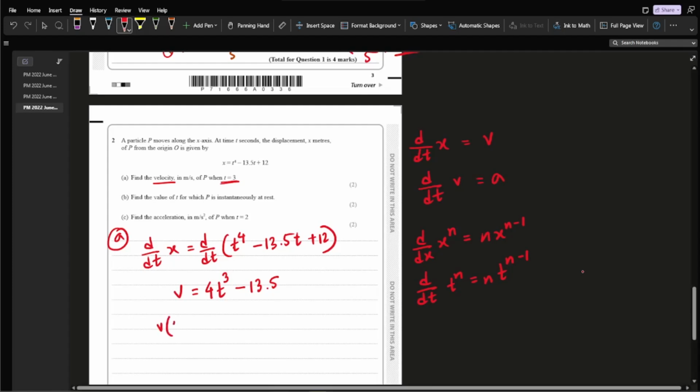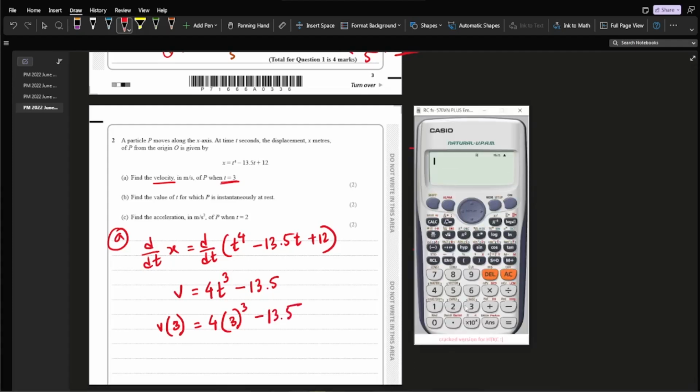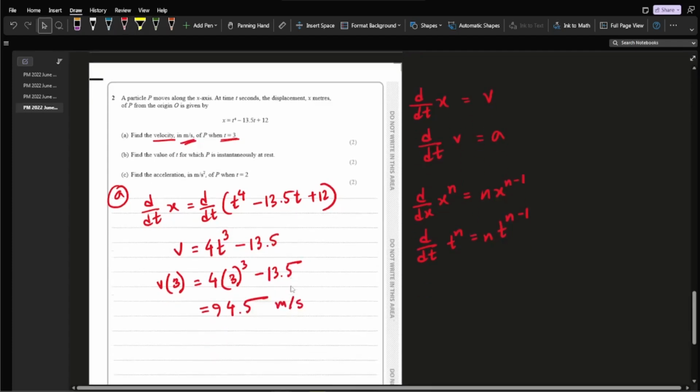So v of 3 is equal to 4 into 3 cube minus 13.5, which is 94.5, and the unit is meter per second. So this is our velocity.